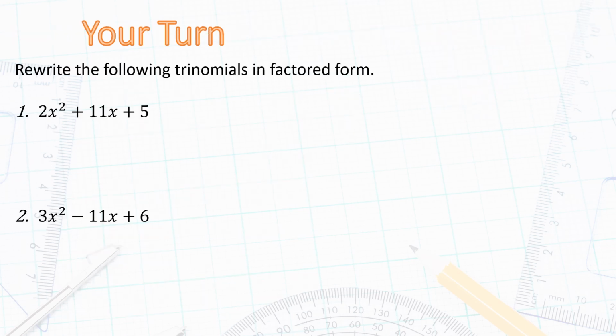All right, your turn. Here are two trinomials I want you to factor. So write in factored form. They are going to require the box method, so make sure you're giving yourself some space to work. Pause the video, come back when you're ready to see the answer.